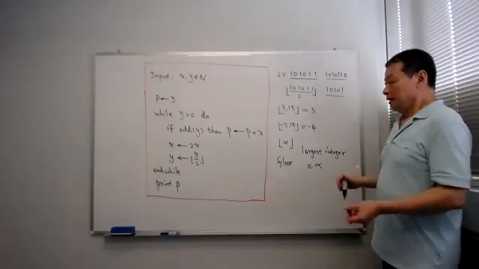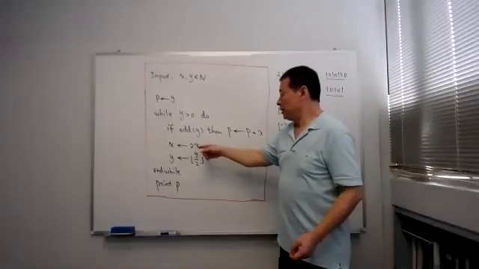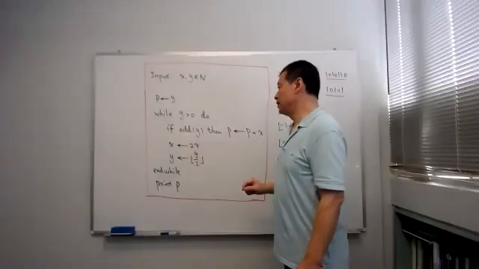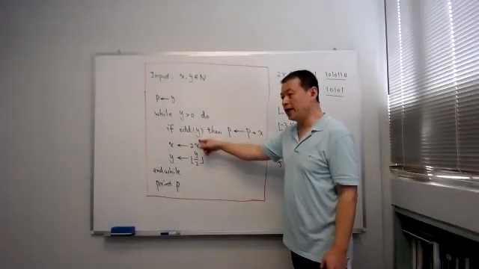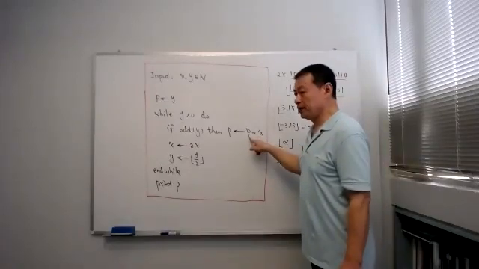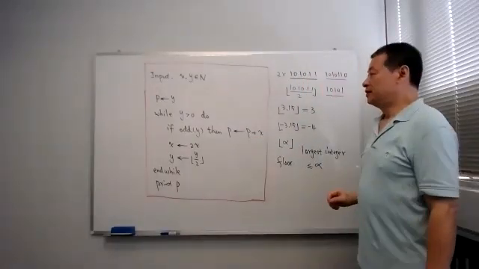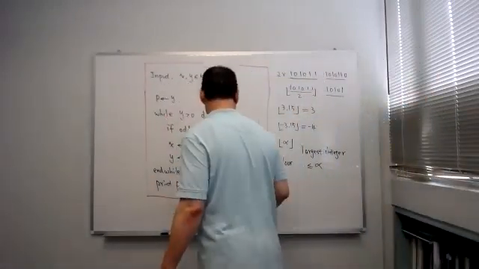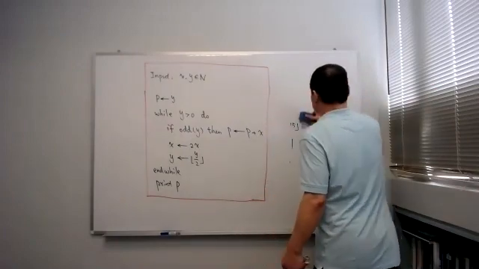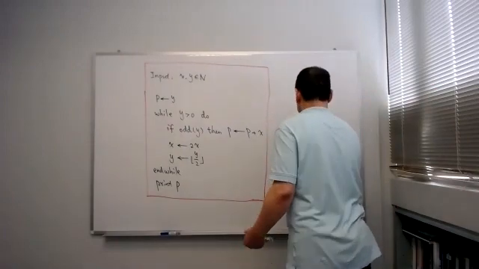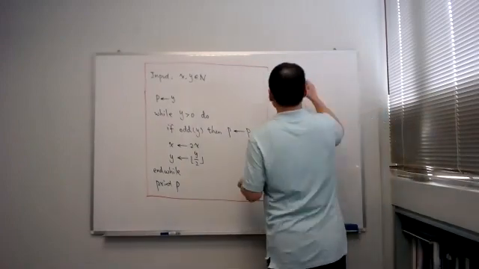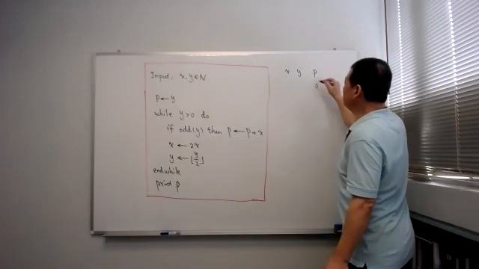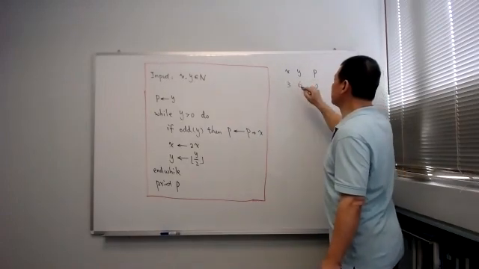So each time we double x and halve y. We always do that, with one difference: if y is an odd number, x will be added to p. So what's the function of this algorithm? Let's try one small value to see what it does. Initially p equals 0, say x equals 3, y equals 6.